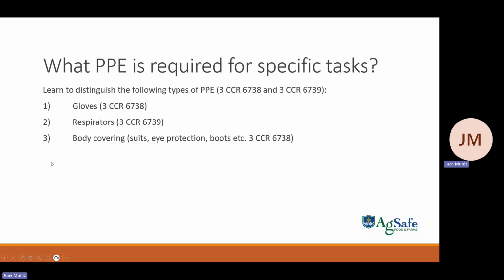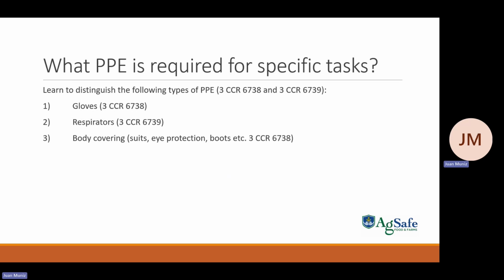So what PPE is required for specific tasks? We covered a little bit on gloves earlier, so we need to learn to distinguish the following three types of PPE, and these are typically covered under the codes. For the gloves, you have 3 CCR 6738. For respirators, you have 3 CCR 6739.